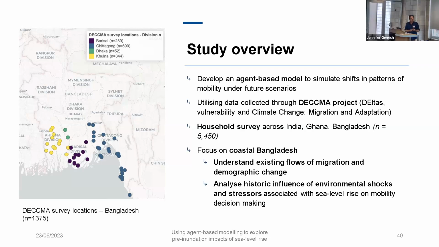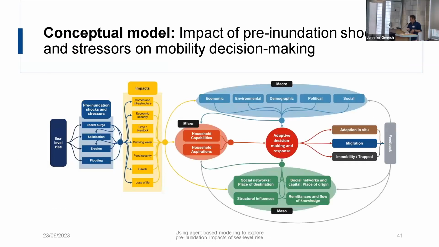Again, this is a dynamic system. We're not talking about static populations, as is the case with many vulnerable and exposed populations around the world. And then try to understand the historic influence of environmental shocks and stresses. What has been the impact of those shocks and stresses on mobility decision making? So this has led to the development of the conceptual model.